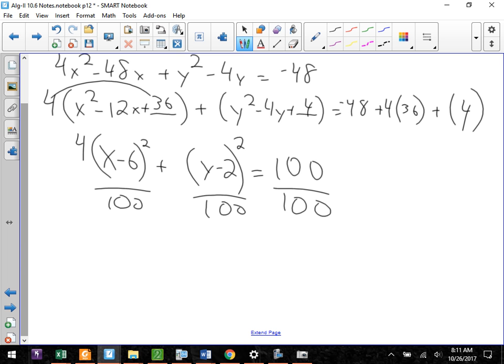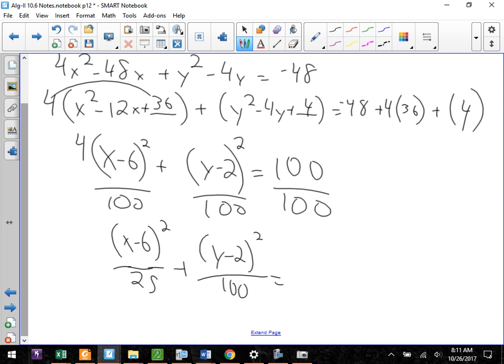So now we have the quantity x minus 6 squared over 25 plus y minus 2 squared over 100 is 1. I simplified the 4 in the 100.